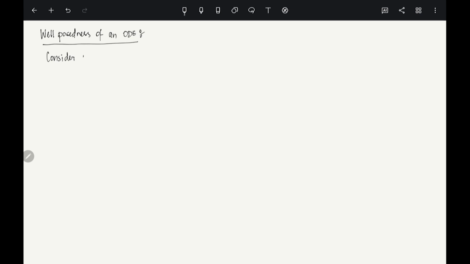So consider the initial value problem: x prime equals f of x, and x(0) equals x0. Clear? So this is given to us. Let us start with x0 in R^n. So essentially we are talking about an n cross n system.